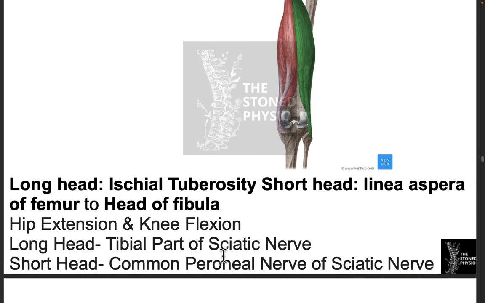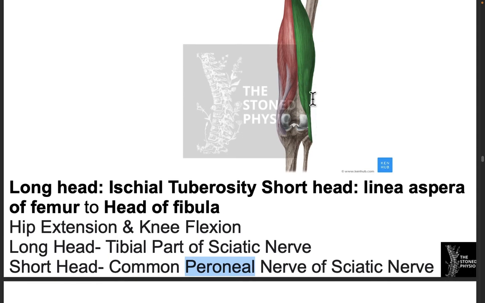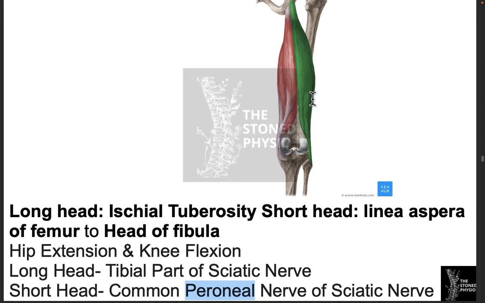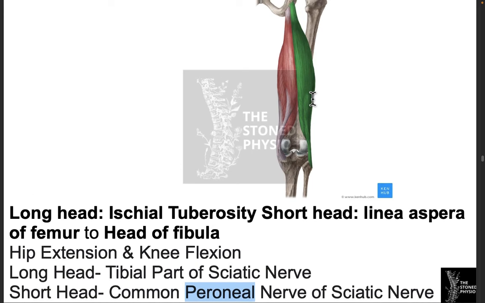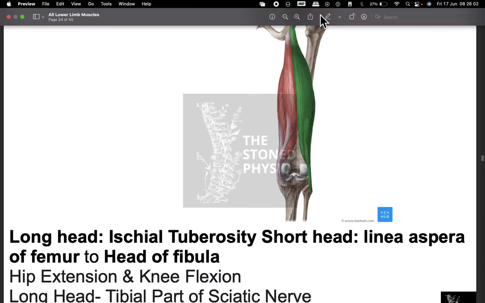You will hear this peroneal term only once in the posterior aspect of the thigh muscles, and that too in the short head of the biceps femoris. In the short head of the biceps femoris we have the common peroneal nerve as the nerve supply. But apart from that, all these muscles of the posterior aspect have their nerve supply from the tibial part of the sciatic nerve. Okay, this is also clear. And we are done with today's muscles.